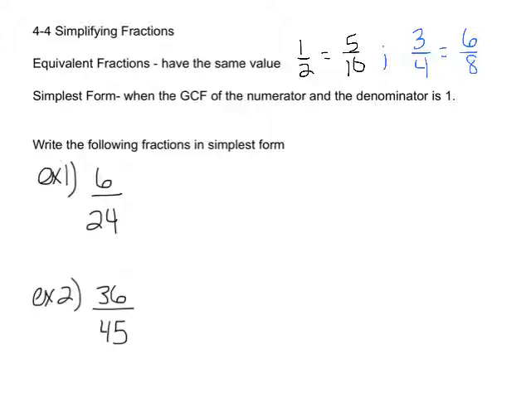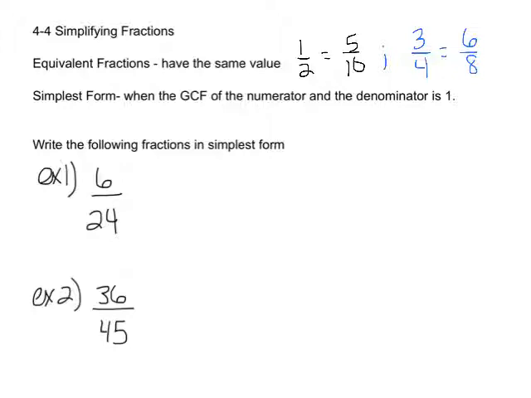Well, when we find simplest form, we're finding the greatest common factor of the numerator and denominator, and we need that to be 1. So that is the greatest common factor between both of those when I find it between my numerator and my denominator.